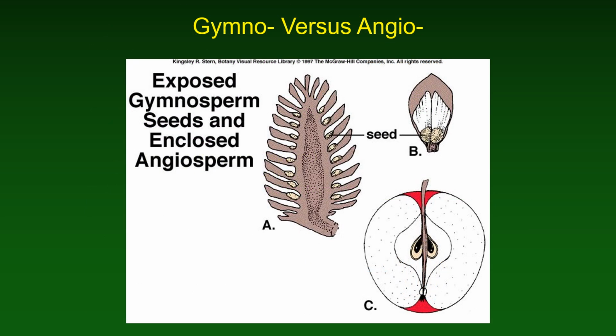Gymnosperms have naked seeds, whereas angiosperms produce fruits. So gymno means naked. Think of gymnastics. It was invented by the Greeks, and they used to do it in the nude. Sperm means seed. So naked seed. Angio means vessel. So the seed is in a vessel of some sort.